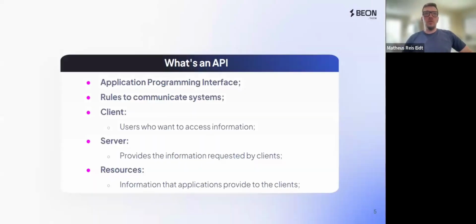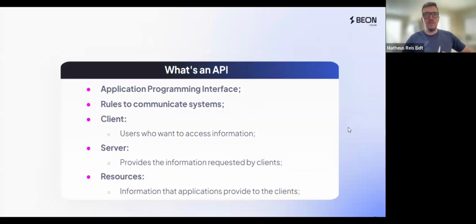So let's start by taking a look at what an API is. API is the acronym for Application Programming Interface. It's a set of rules that systems use to communicate between themselves on the web. In this type of communication, we have two sides. The first side is the client, that is the user who wants to access some information. On the other side, we have the server. The server is the one that provides the information requested by the clients. This information is transmitted as a resource. So the information that applications provide to those clients is identified as resources.